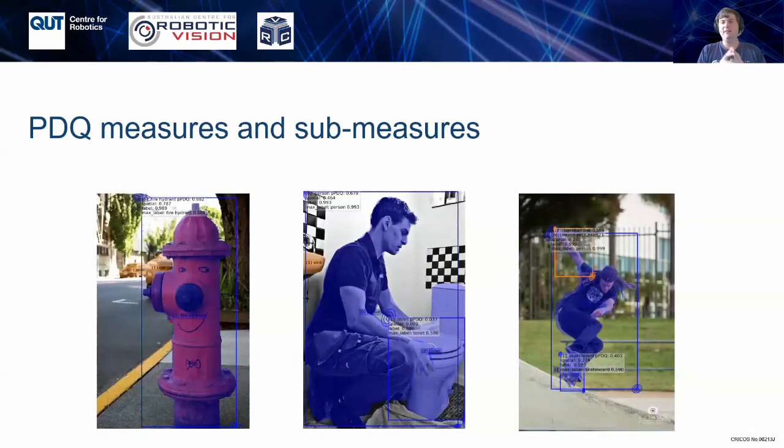And not only do we have these measures and submeasures, but we can apply them not only across the entire dataset, but also on a per detection basis. We are able to see exactly how good is this detection of a fire hydrant, both spatially and semantically. How well have we detected this toilet spatially and semantically, and so on. So you can get a really nice fine-grained analysis in PDQ, particularly with extra tools that we've developed to allow for increased, even qualitative analysis with some quantitative numbers.